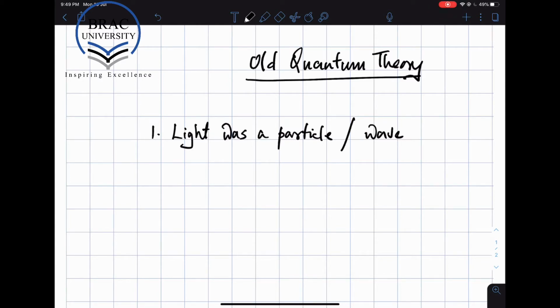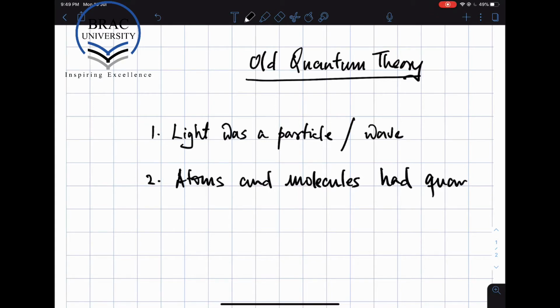And then there were other things such as atoms and molecules had quantized energy states. That was another thing. And we saw the case of the hydrogen atom, or any atom whose orbits were roughly circular. And then there was the case of matter waves.